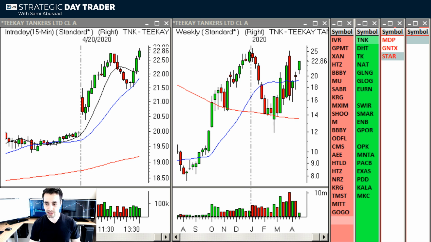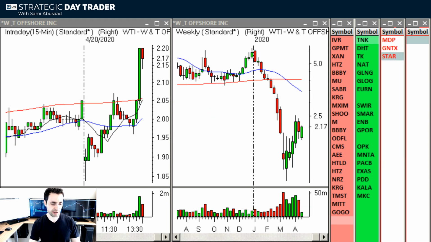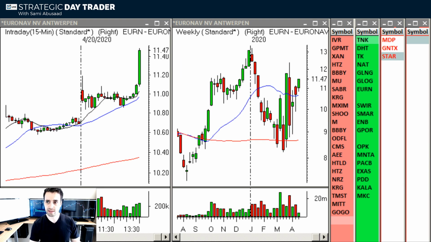Let's take a look at the WTI. Basing at the highs. Level 2 is a bit weak, the bid is weak, but basing at the highs. And then EURN, really strong offer, but probably still goes higher. Not doing anything at the moment, just taking it easy. We'll go over the watch list one more time and clean it up in a minute.